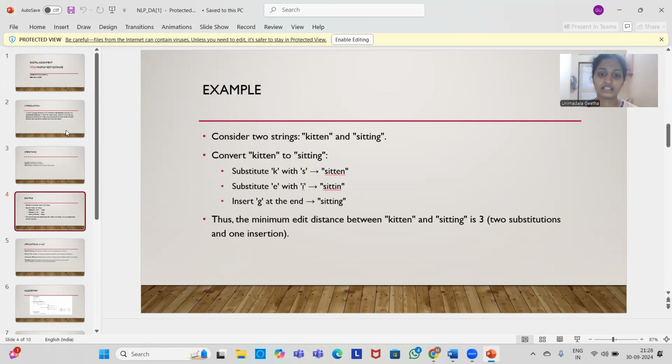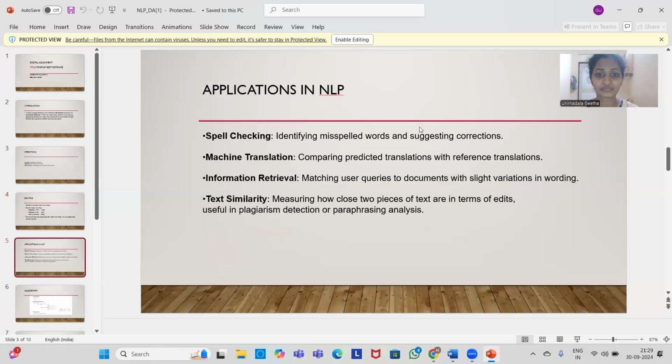For example, let us consider two strings, kitten and sitting. In kitten, substitute k with s, then it becomes sitten. Substitute e with i, it becomes sittin. Insert g at the end, it becomes sitting. The minimum distance between kitten and sitting is 3. We have to use two substitutions and one insertion.